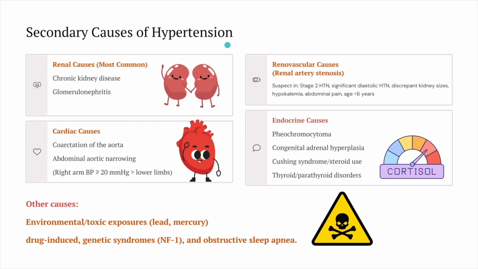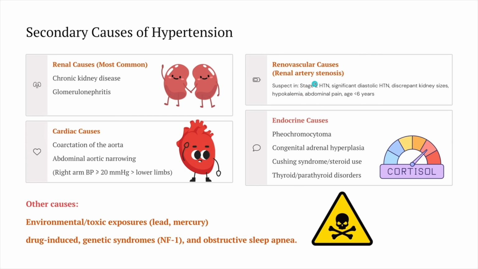So what are the secondary causes of hypertension? Again, I need to stress that we need to think of the secondary cause and find out why the patient has the hypertension. The most common cause will be the renal cause, like chronic kidney disease, like history of glomerulonephritis. So basically related to the kidney.